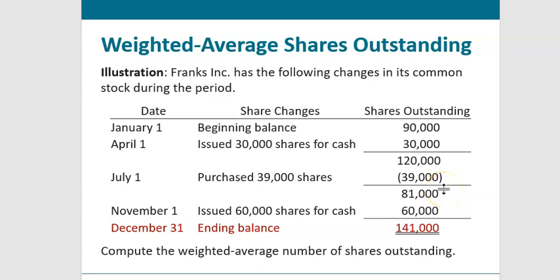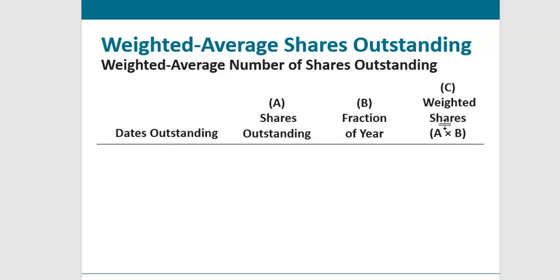On November 1st, the company issued 60,000 shares for cash. And so from November 1st to December 31st, there were 141,000 shares. So we see how the number changes throughout the year. Let's calculate the weighted average number of shares outstanding. Every time we have one of these problems, let's set it up in a format similar to this one. Let's write out the dates that the number was outstanding.